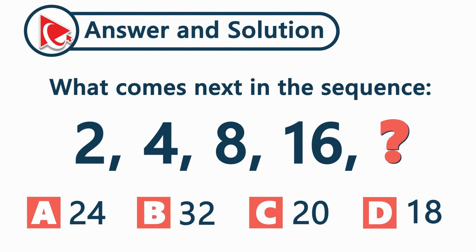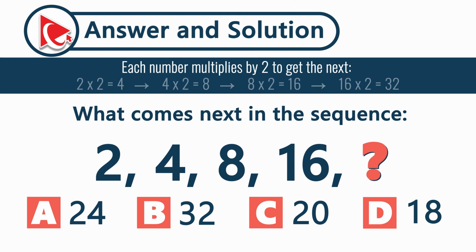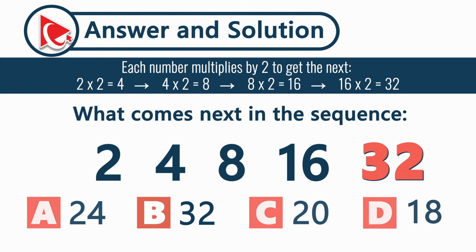This one is all about doubling. Each number multiplies by 2 to get to the next. 2 becomes 4, 4 becomes 8, 8 becomes 16. So 16 times 2, that gives us 32, and the correct answer here is choice B.